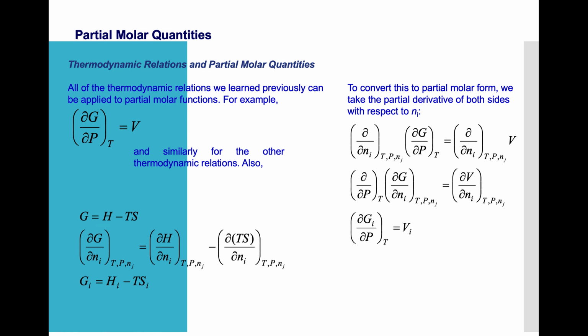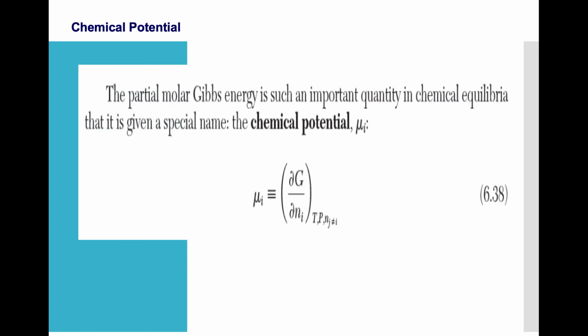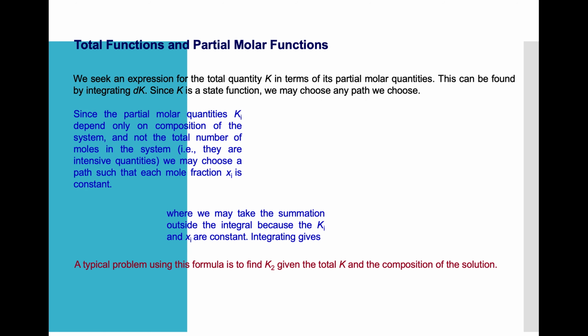Okay, moving on to the last subsection, which is the chemical potential. The partial molar Gibbs energy is such an important quantity in chemical equilibrium that it is given a special name, which is the chemical potential, defined by the following equation.